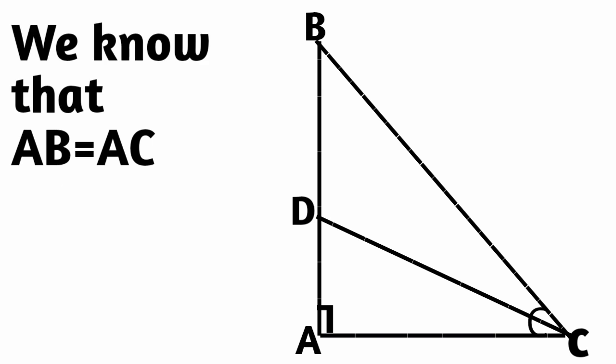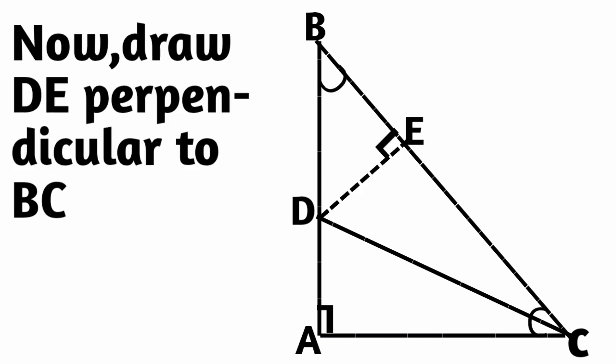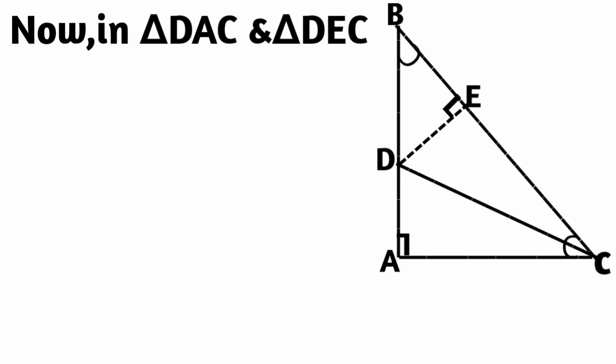But firstly we know that AB is equal to AC, and so their corresponding angles B and C will also be equal. Now draw a perpendicular DE, which is perpendicular to the third side BC, that means on the hypotenuse BC. By doing this we have to use two triangles, DAC and DEC. We have to prove these two triangles to be congruent.